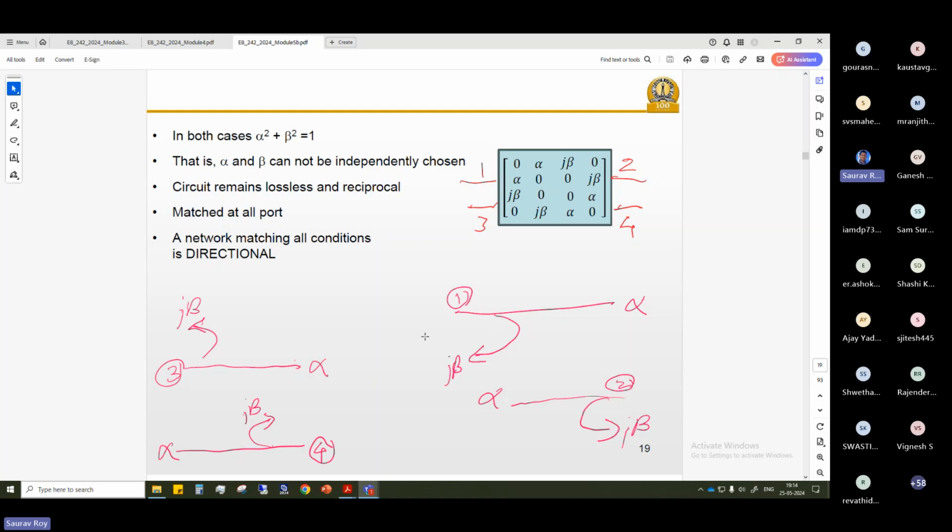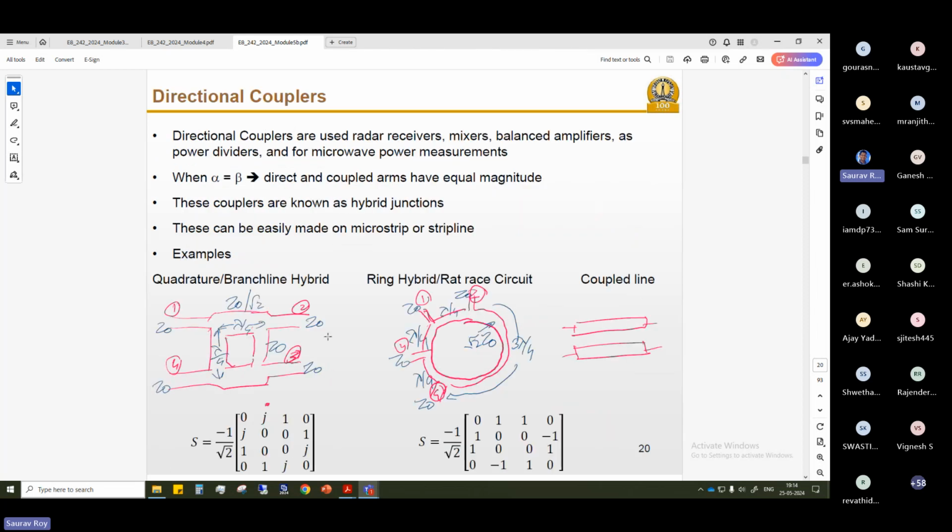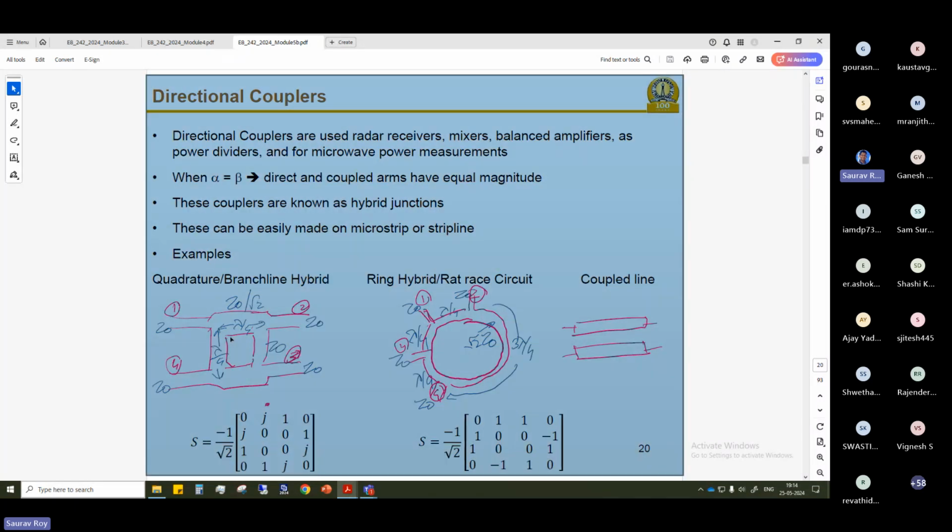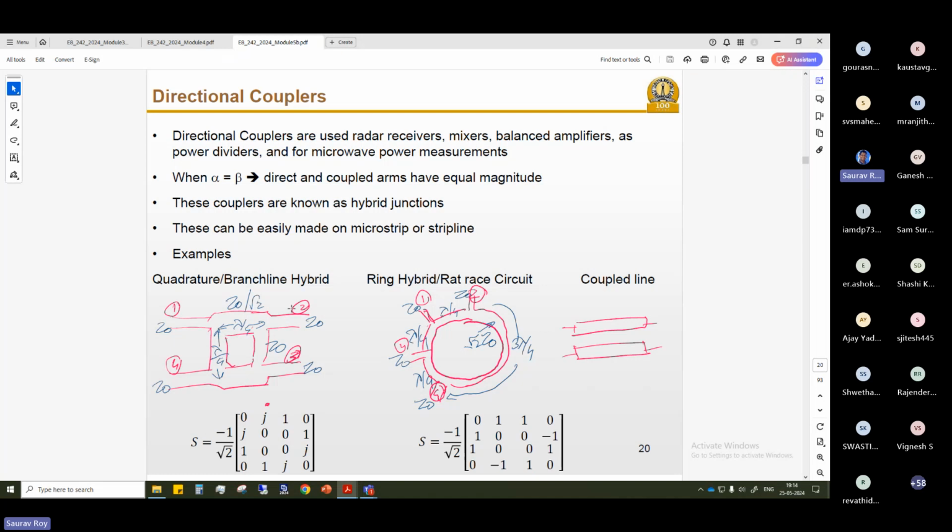So it has some directivity in the network. That's why it's called a directional coupler. Some very important couplers are the branch line coupler, which is also called a quadrature or 180-degree hybrid coupler. You see in the left side picture here, this is called a branch line or quadrature coupler.